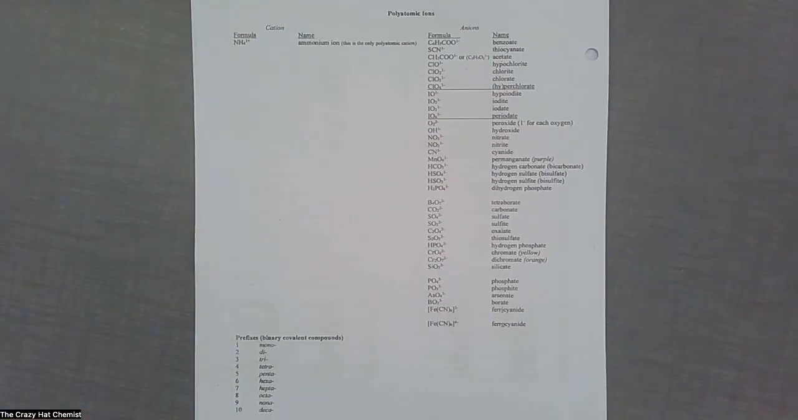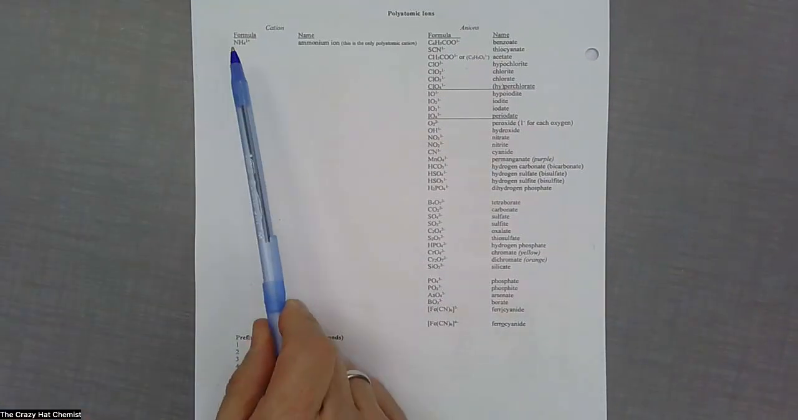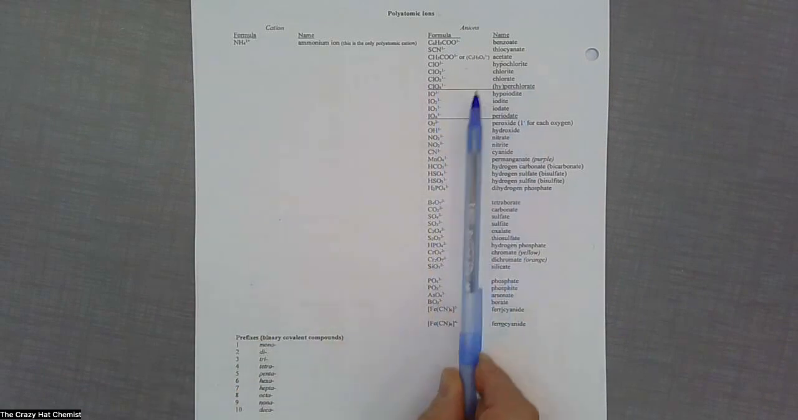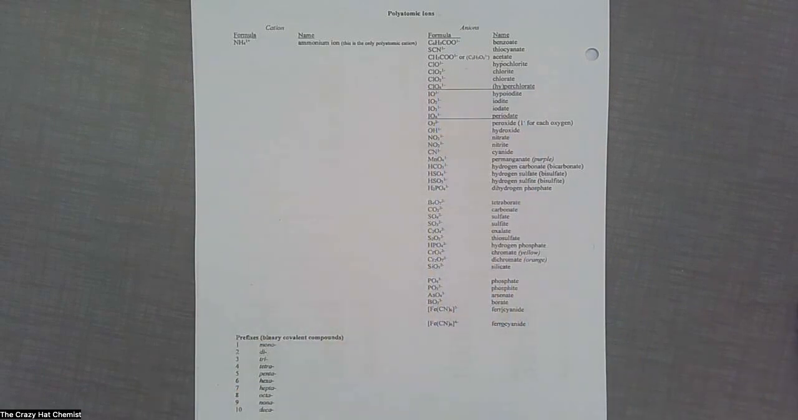In addition to this, you should have memorized your polyatomic ions. I have cations on the left, anions on the right, because when we come up with formulas, the cation comes first, then the anion comes second, most commonly when we're dealing with an ionic compound. Right down here in the lower left-hand corner, I have prefixes for binary covalent compounds. Hopefully that works out well for you.